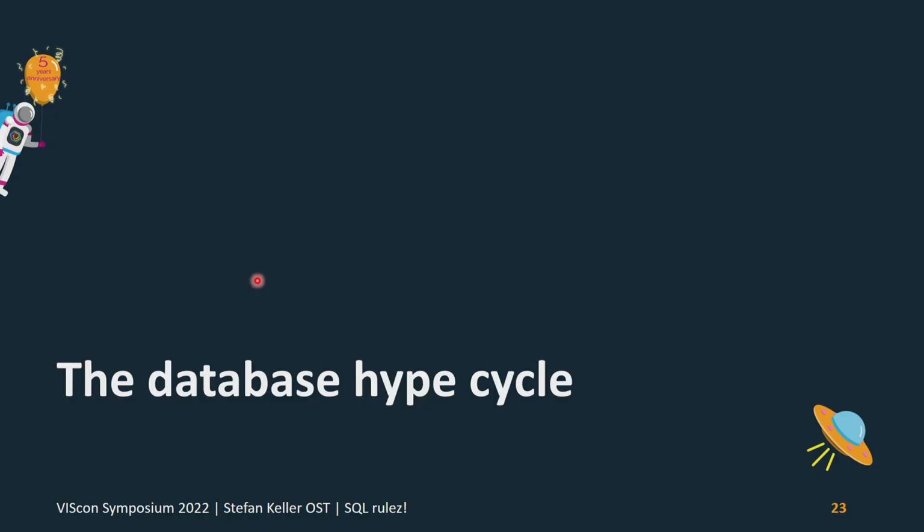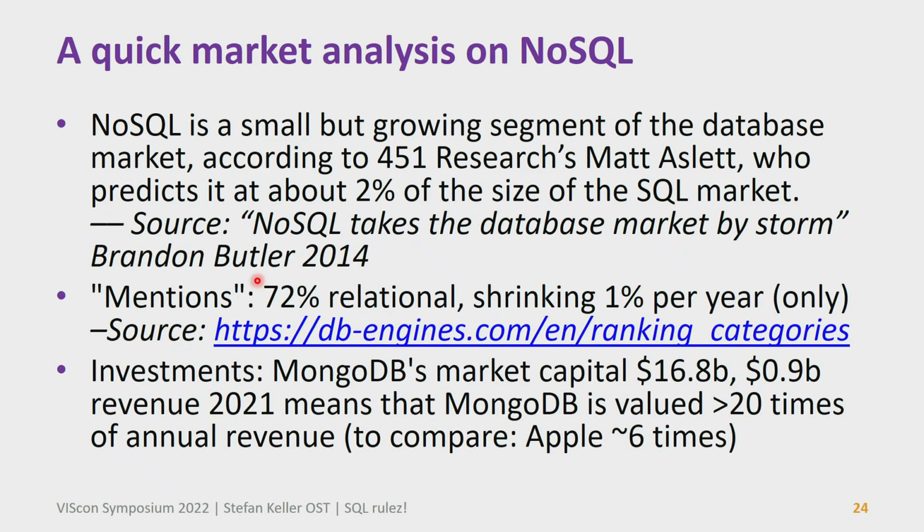Now, the database hype cycle. A quick market analysis on NoSQL turns out that these days only about 2% of the market is covered by NoSQL databases. The amount of purely relational databases decreases, according to my observation, 1% per year, from 80% 8 years ago to 72% this year. So it is shrinking, but only marginally.